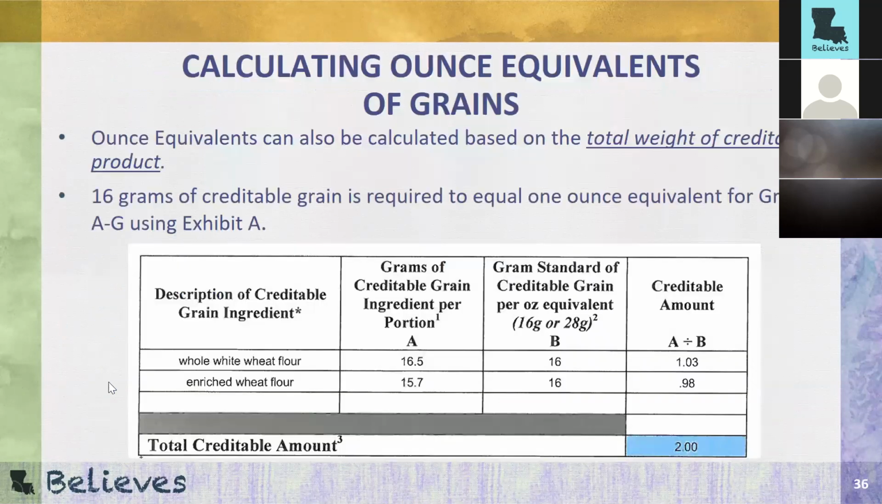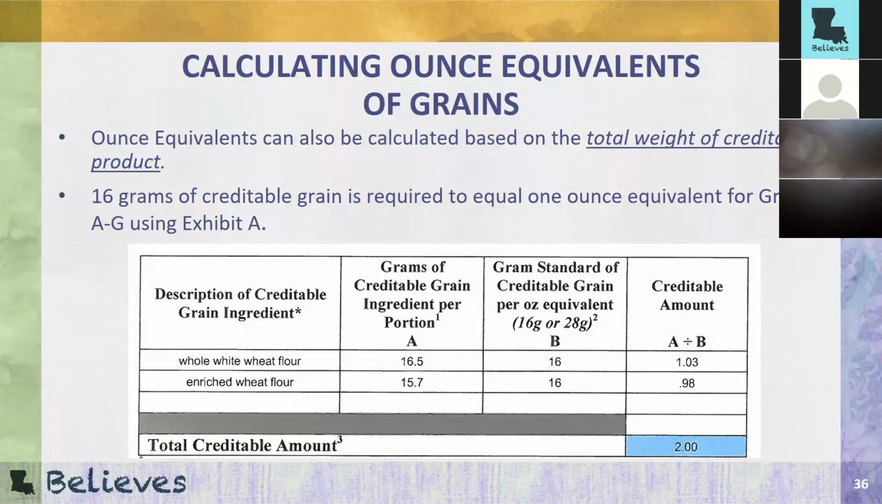Now I'm going to take that same Ultra Loco bread. We can also calculate the ounce equivalents based on the total weight of the creditable product, the grain itself. So 16 grams of creditable grain is required to equal 1 ounce equivalent for groups A through G when using Exhibit A. And you can find this information at the bottom of Exhibit A.